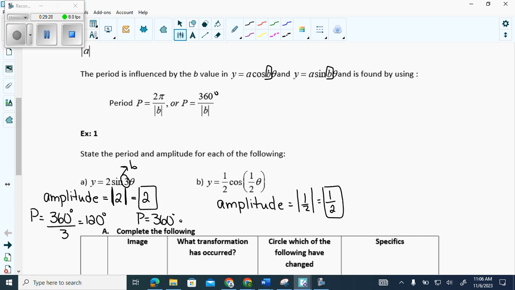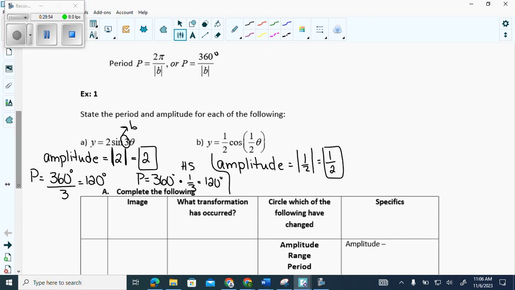What do you do with your B? Flip it to get your horizontal stretch. We agree? So what is my horizontal stretch? Well, it's 1/3. What's 360 times 1/3? 120. So that's why this formula works. If I divide by B, what's that the same as? Multiplying by 1 over B.